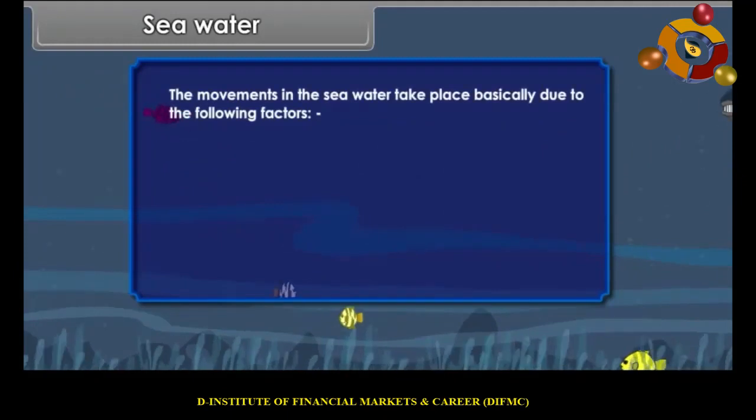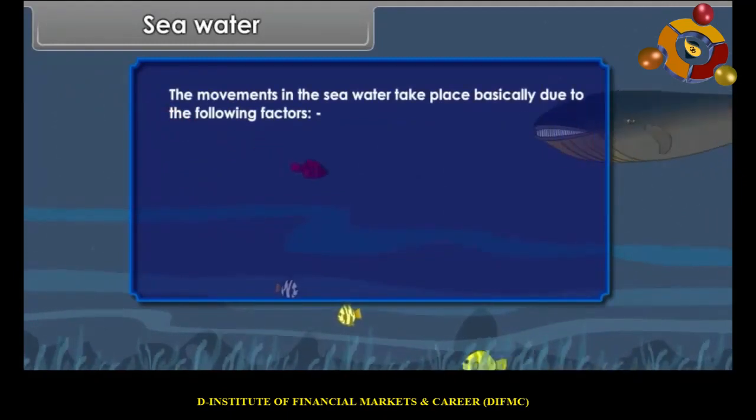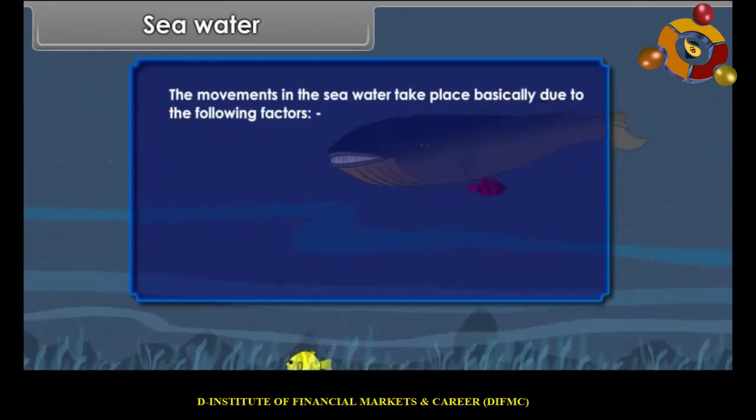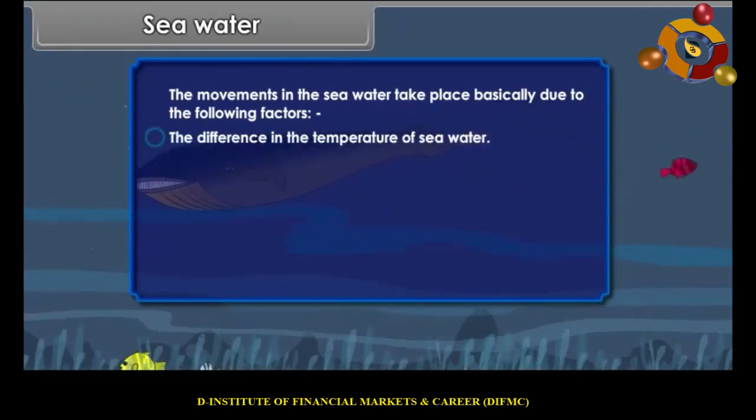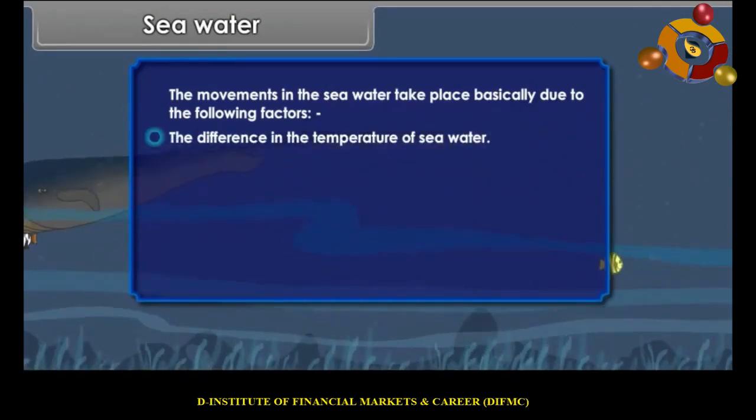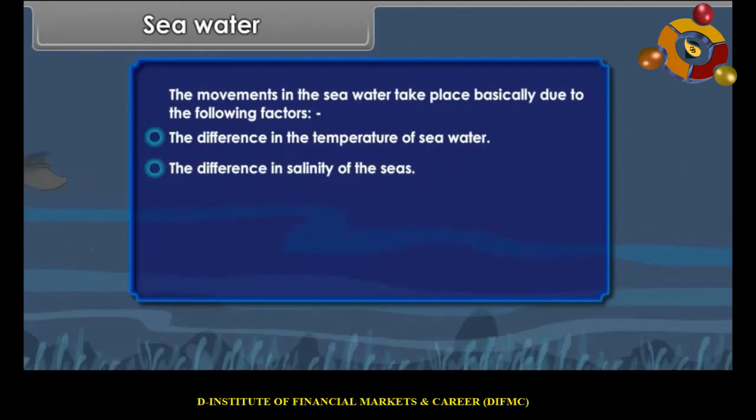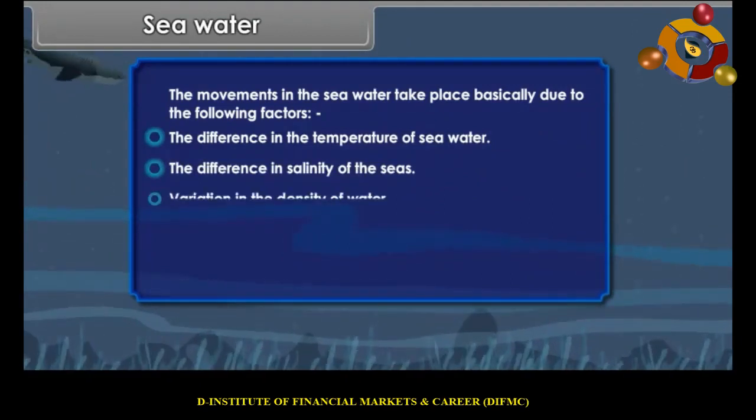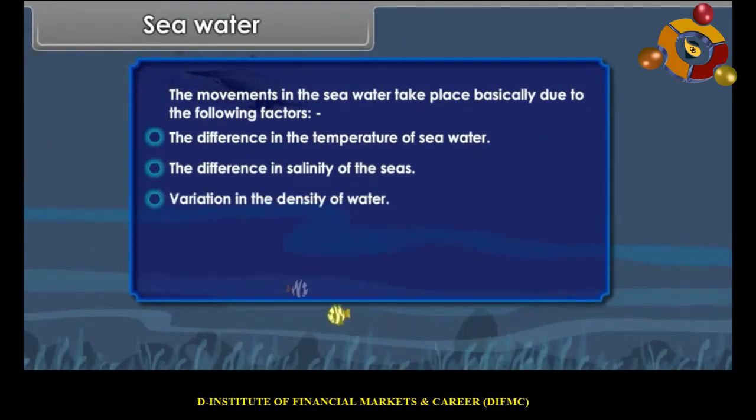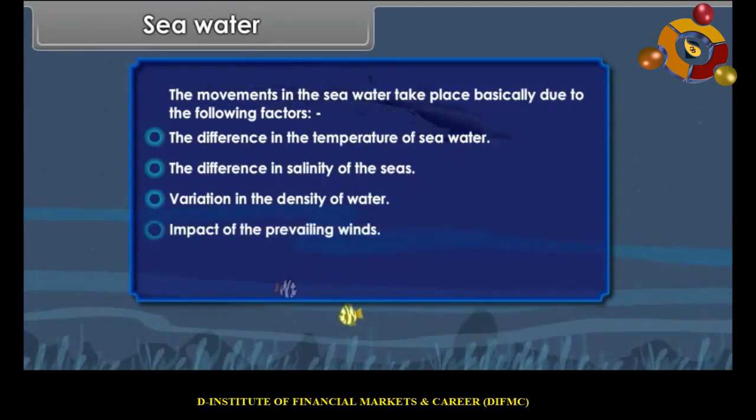The movements in the sea water take place basically due to the following factors: the difference in the temperature of sea water, the difference in salinity of the seas, variation in the density of water, impact of the prevailing winds.